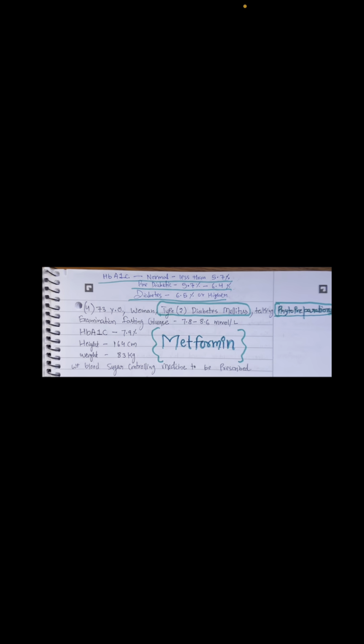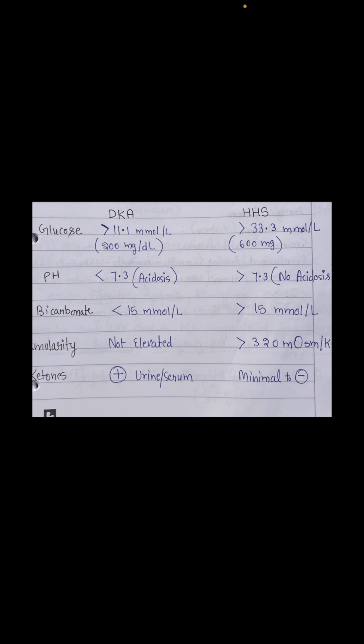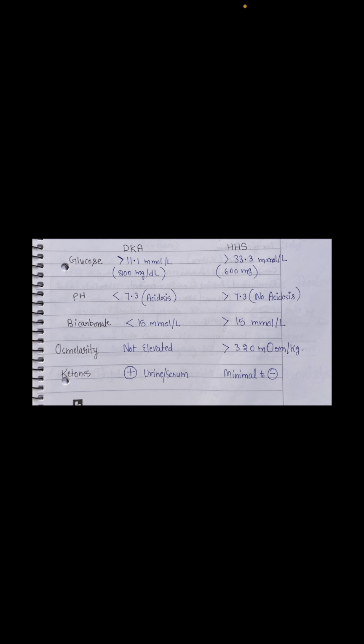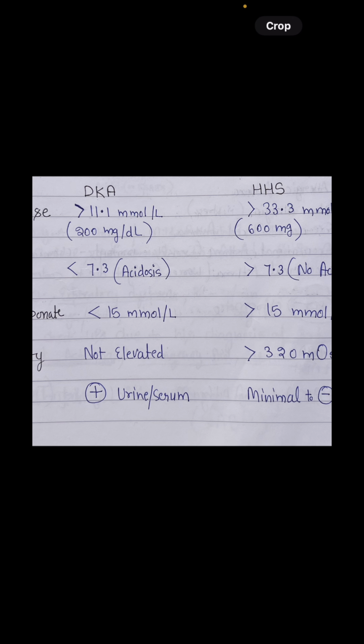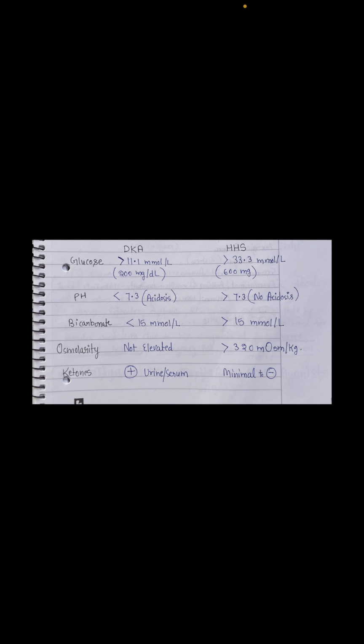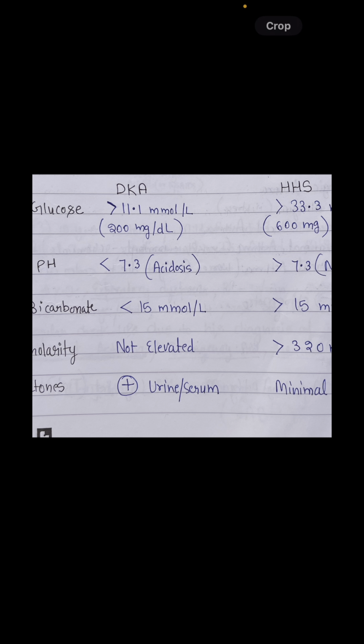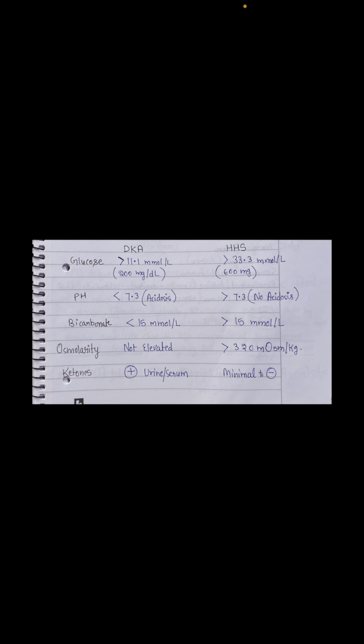Maybe let's see first the diabetic ketoacidosis and HHS, the hyperosmolar hyperglycemic state. In cases of DKA, we will see glucose levels more than 11.1. In cases of HHS, we will see glucose levels more than 33. They are severely high levels. I have written the other units as well so that you remember or don't find it hard in some other question. The pH is not mentioned in every question, but in DKA we see acidosis. In HHS we don't see any acidosis.